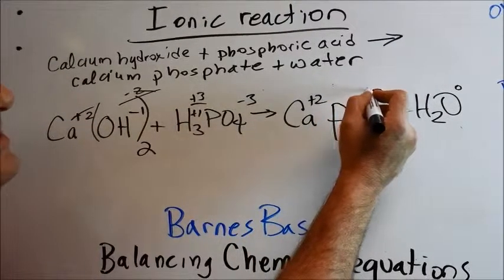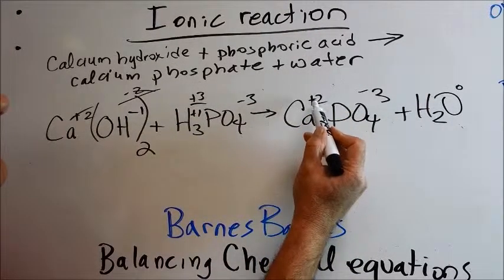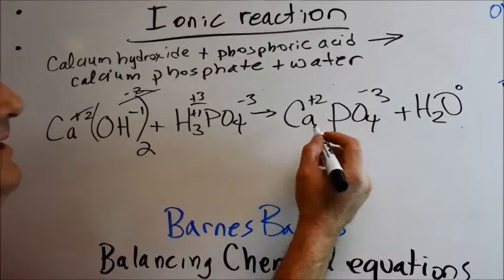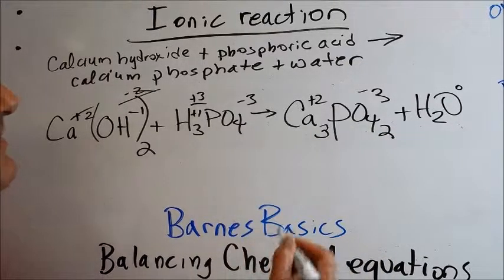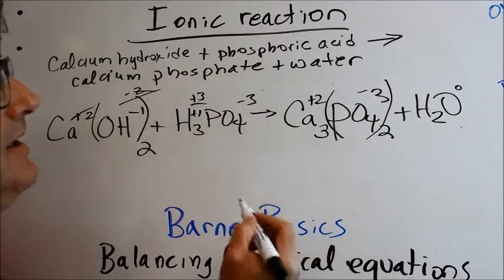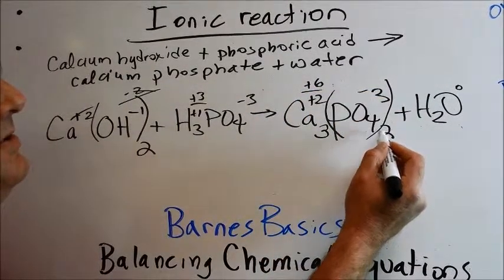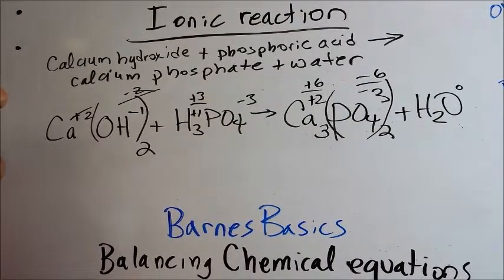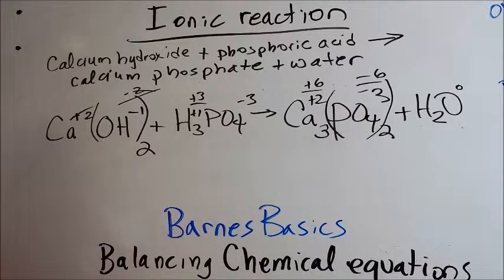In calcium phosphate, we're going to have to get a least common multiple of 2 and 3, which is 6. So what we need is 3 calciums and we need 2 phosphates. So let's put a parentheses here and make this official. 3 times +2 is +6. 2 times -3 is -6. That balances that formula, and we already have water as balanced.